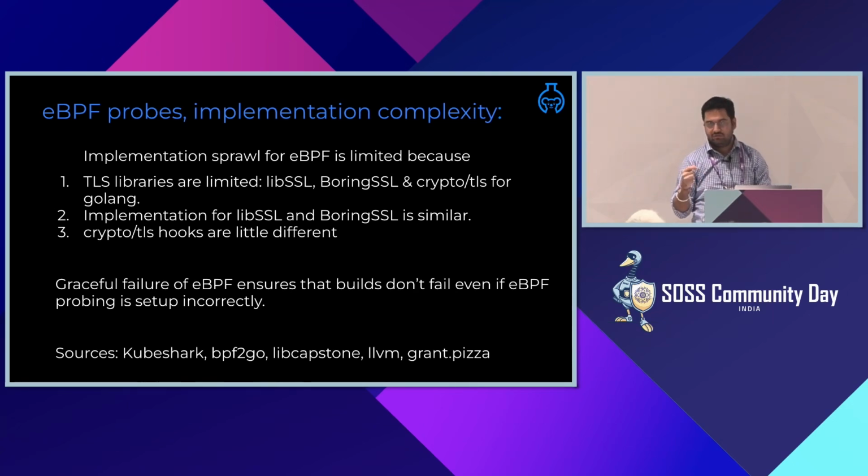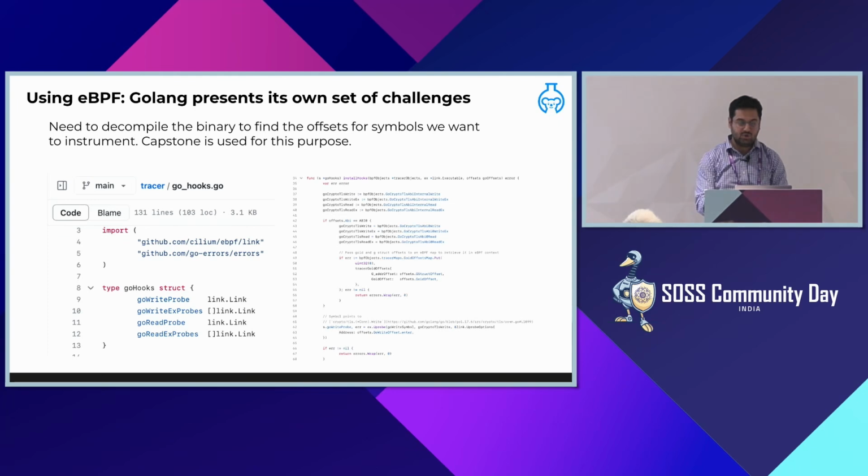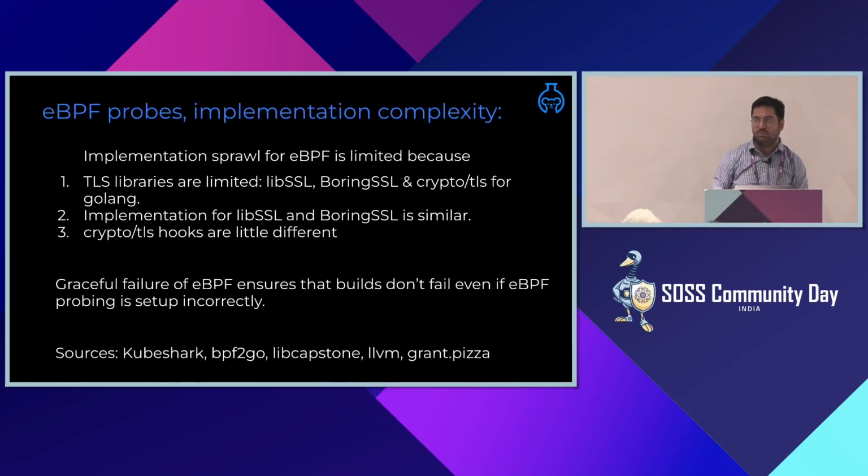The implementation of eBPF for libSSL and BoringSSL is quite similar. Crypto/tls is a little different, as the hooks are a little bit different. The uretprobes need a disassembler that we use, and we've used Capstone for that purpose. The good part about using eBPF in such a situation is that the implementation sprawl is limited to just two different kinds of implementations. The other thing is that eBPF also fails gracefully in case you set it up or instrumented it incorrectly, and we use a lot of open source tools to do that in Bolt.